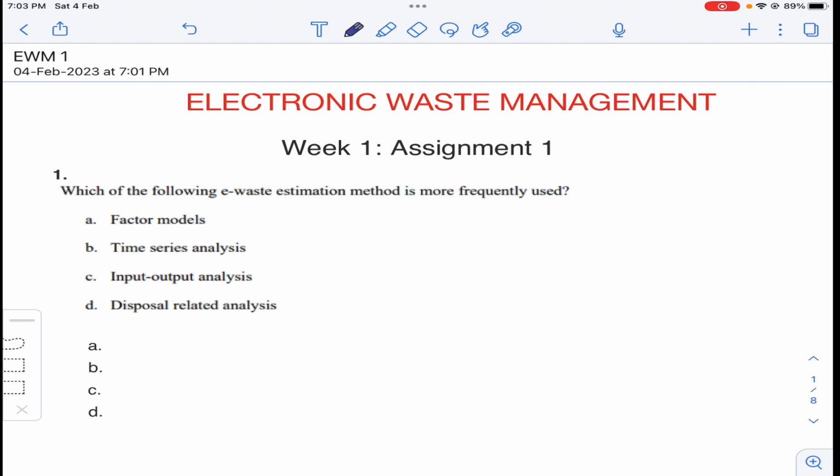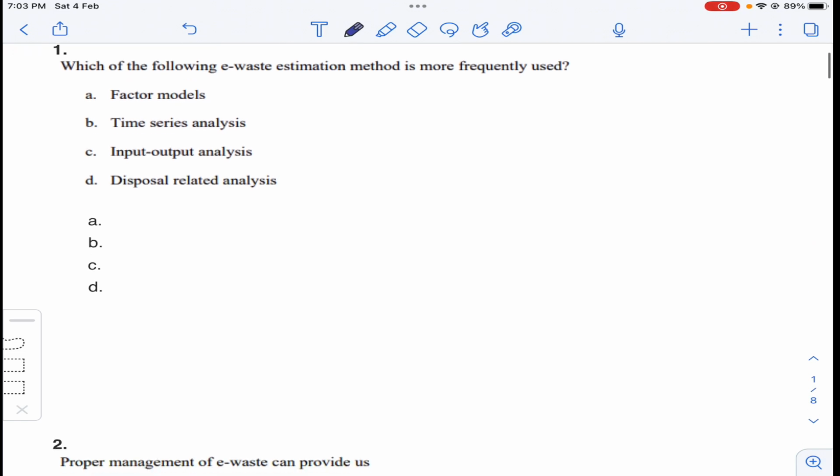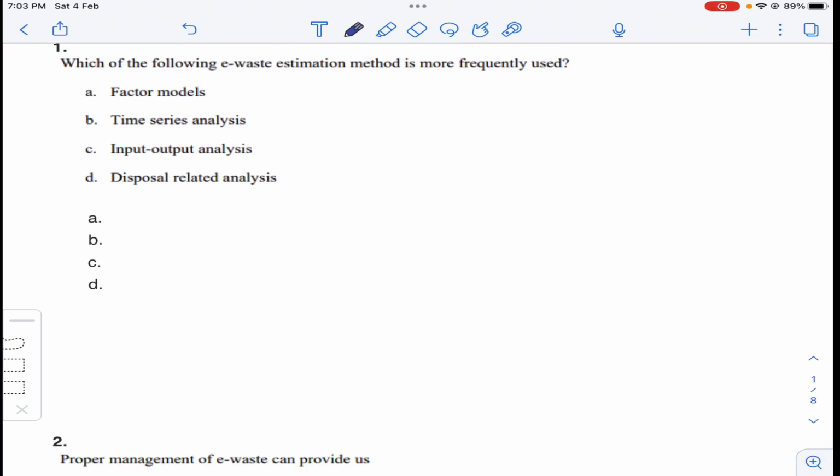Today I am going to discuss the first assignment of Electronic Waste Management. The first question is, which of the following e-waste estimation method is more frequently adopted? The options given are factor models, time series analysis, input output analysis, and disposal related analysis.